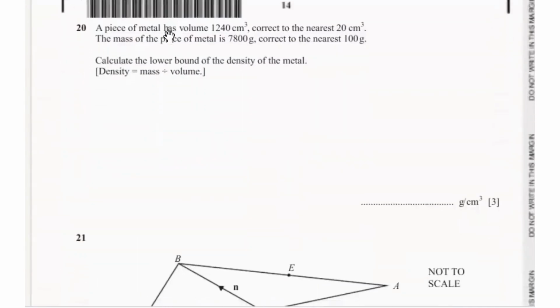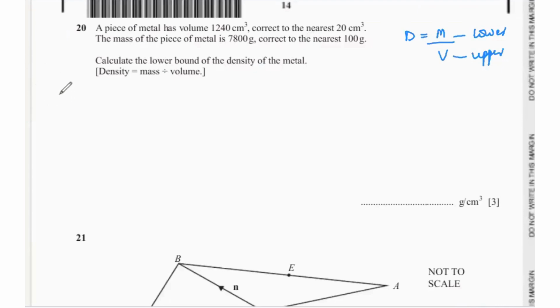Question 20 says a piece of metal has volume 1240 centimeter cube, correct to the nearest 20 centimeter cube. The mass of the piece of metal is 7800 grams, correct to the nearest 100 grams. Calculate the lower bound of the density of the metal. So density is mass over volume. Since they want the lower bound of the density, that means mass will be lower bound and volume would be upper bound. To get the lower bound in division, the numerator is always lower and the denominator is always upper.